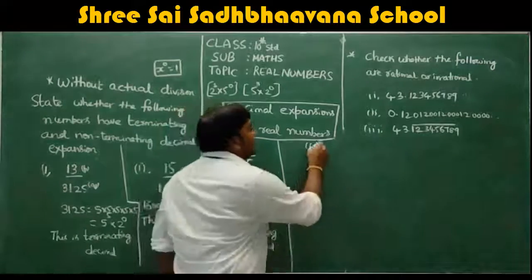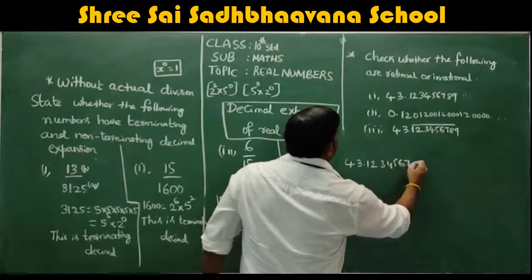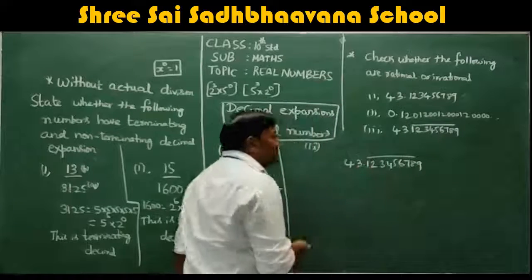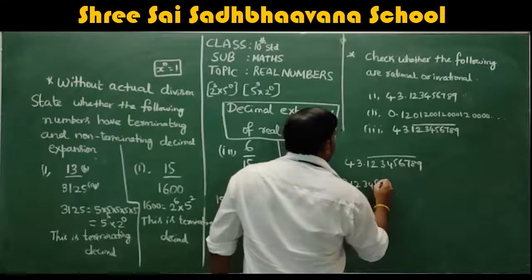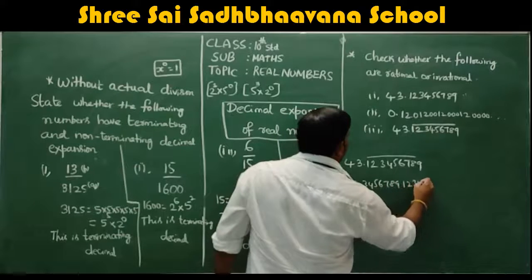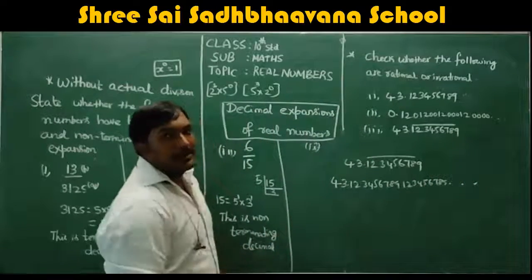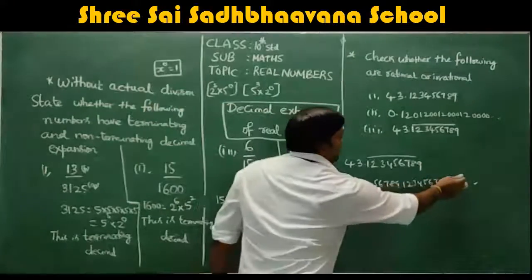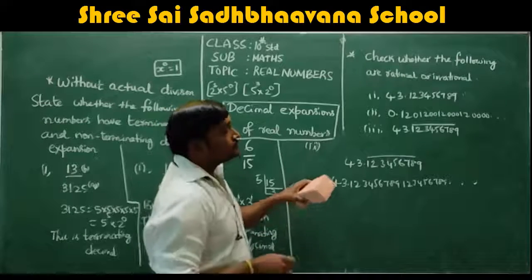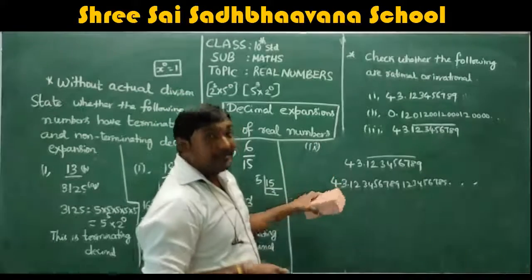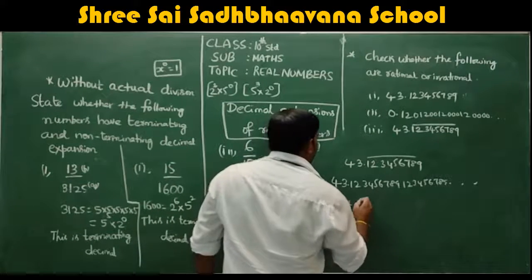So the third one, they put 43 point 1, 2, 3, 4, 5, 6, 7, 8, 9 with a whole bar. It means this can also be written as 1, 2, 3, 4, 5, 6, 7, 8, 9, again 1, 2, 3, 4, 5, 6, 7, 8, 9, dot dot. The same number will repeat again. If you divide, you will again get the same digits, and it keeps on continuing. So this comes under non-terminating and repeating.